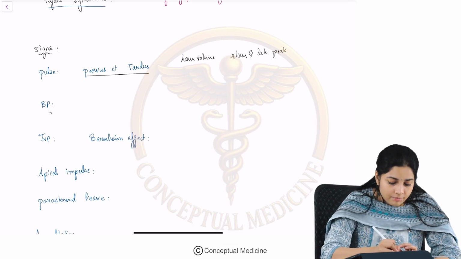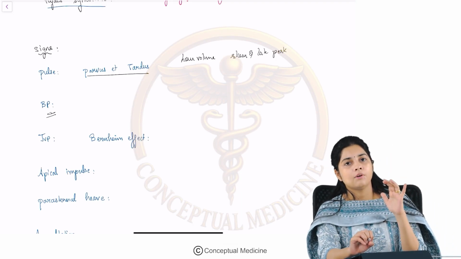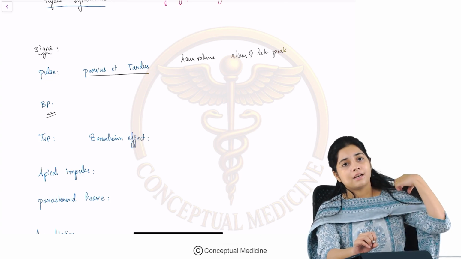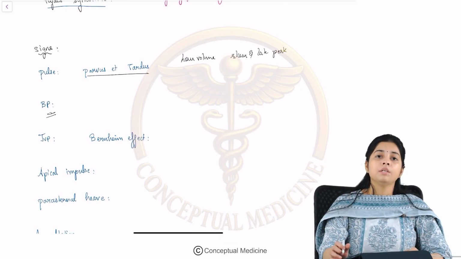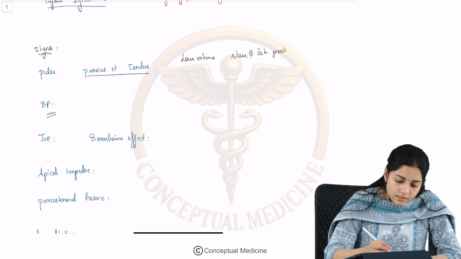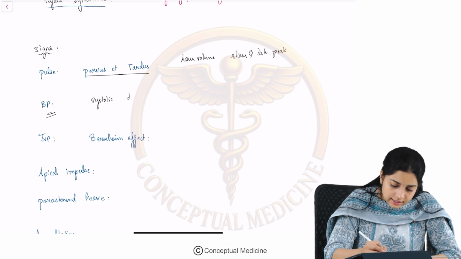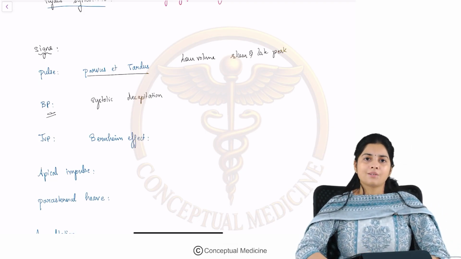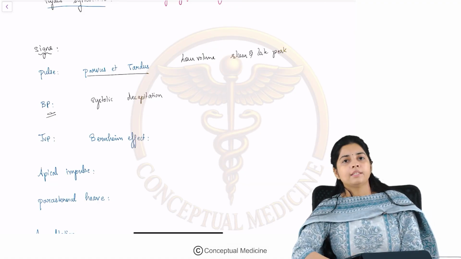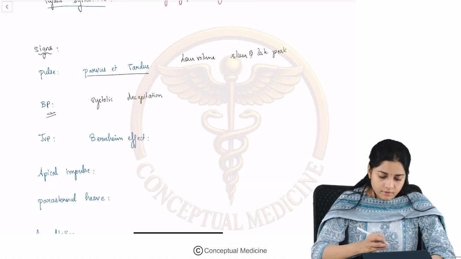Okay. What happens to the blood pressure? Now, because there is a stenosis at the level of the aortic valve and the cardiac output is reduced, don't you think that the systolic BP will be low, right? So, there is a low systolic BP which we call systolic decapitation. So, systolic decapitation is seen with aortic stenosis.